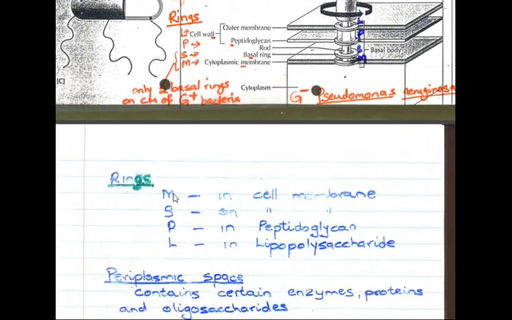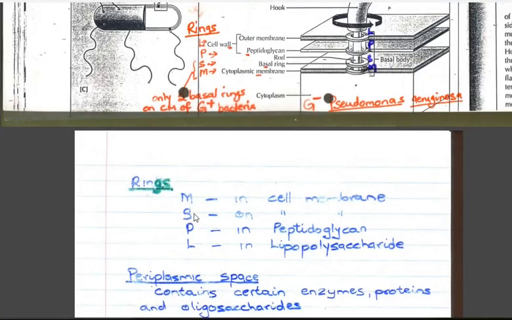Okay. So the M ring is in the cell membrane. So remember, M, cell membrane. S ring, just have to remember it's on the membrane. I told you about the S ring. I said it's on the cell membrane. S for cell, if you're not thinking of cell as C, but as a cell. Okay. P, it is in the peptidoglycan. L is in the lipopolysaccharide. Lipopolysaccharide is part of the outer membrane.